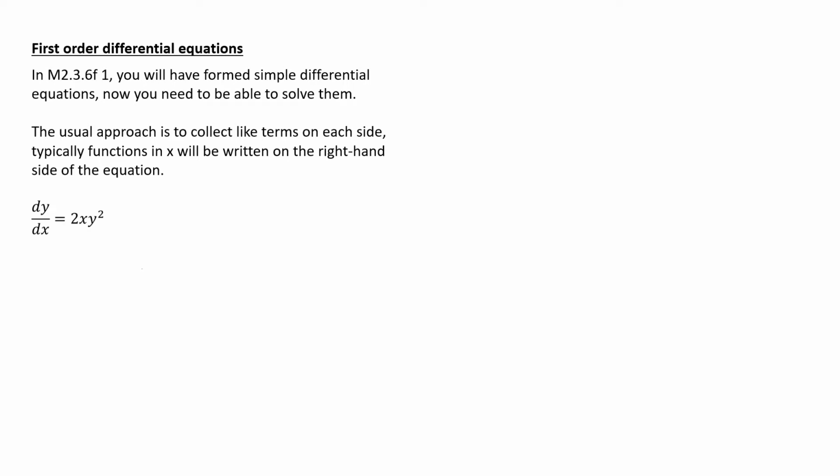So if I give you the first order differential equation, dy by dx equals 2xy squared, and you notice the square only refers to the y term. If I rearrange that, I'll have 1 over y squared, or y to the minus 2, dy by dx equals 2x.